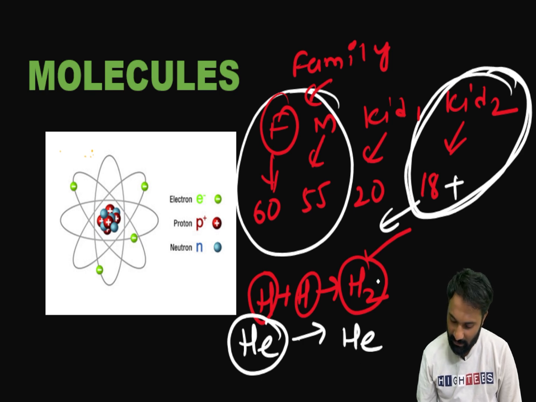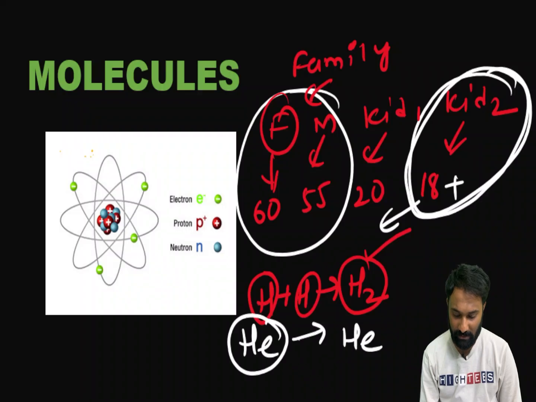Clear? That is the difference between the atom and the molecule. A molecule has independent existence. Now this one does not have any independent existence. Clear? It will exist in nature as an H2 molecule. It will exist in nature as which one? No, it will not exist in nature as H.